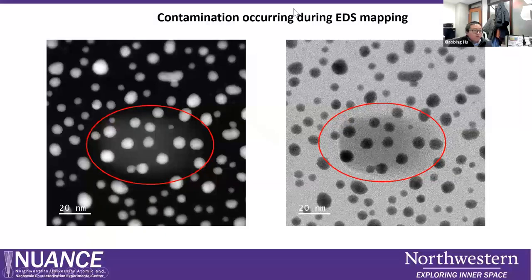And also for EDS mapping, this is one case I show you. The left one is a HAADF image. The right one is an ABF image. After about 5 minutes of EDS mapping, you see this kind of window area, because I did the EDS map at this area, and you can see the contamination. If you compare the contaminated area and the clean area, you will see the contrast of the contaminated area becomes low, and all the contrast is reduced.